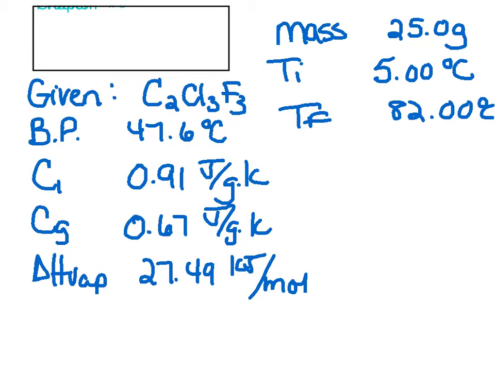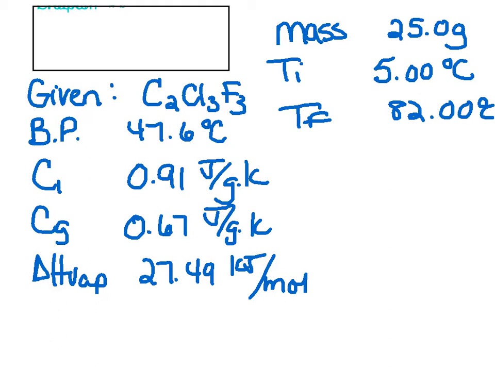This is problem 40 from chapter 11, Intermolecular Forces, Liquids and Solids. The compound is a fluorocarbon with a normal boiling point of 47.6 degrees Celsius. The specific heats for the fluorocarbon are given to us for both the liquid and the gas phase. And we are also given the delta H vaporization for the compound.